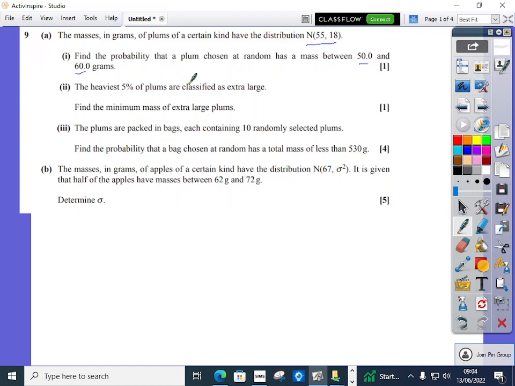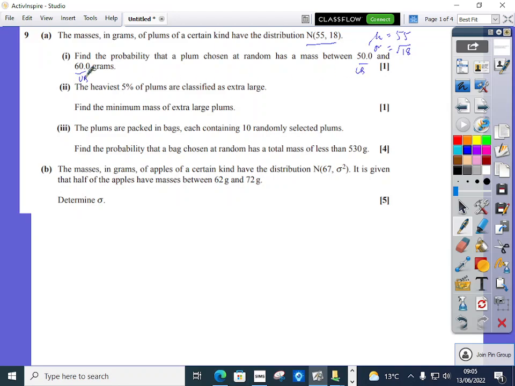Now all you need to do is put this information in your calculator, go into distribution mode 7. Don't forget that the mean is 55, and this one is the variance, so you need to put in the standard deviation, which will be root of 18. Make sure you do that, and then you just put it in through your probability, this being your lower bound, and this being your upper bound.